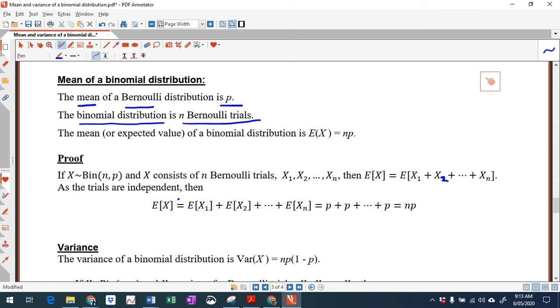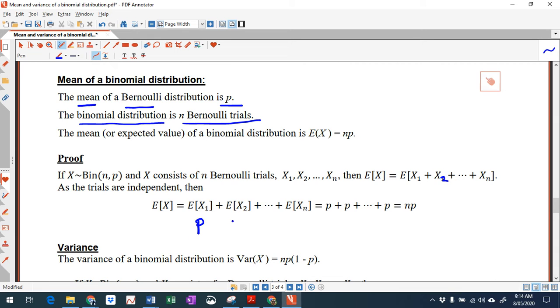And now, as the trials are independent, the expected value of the sum of those Bernoulli trials is the sum of the individual expected values, okay? Because the trials are independent. So that means E of x is E of x1 plus E of x2 all the way up to E of xn. Now we know that the mean of a Bernoulli distribution is P.